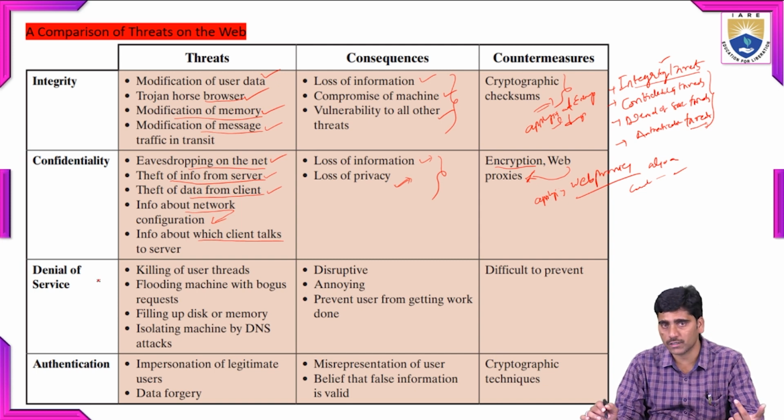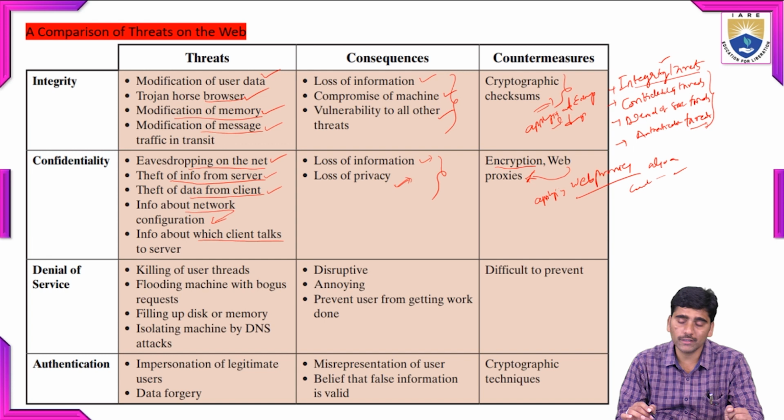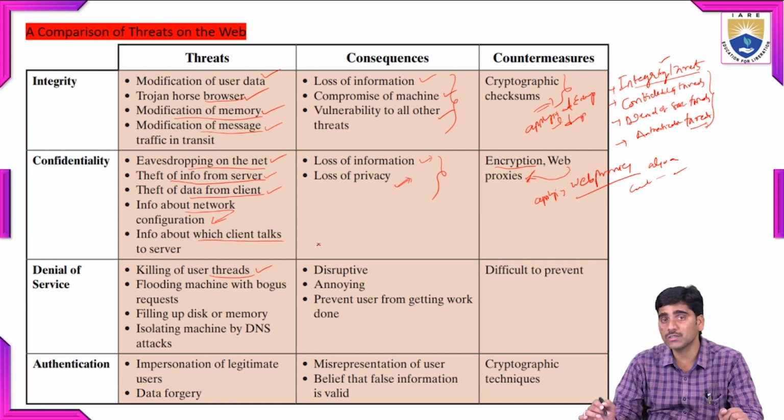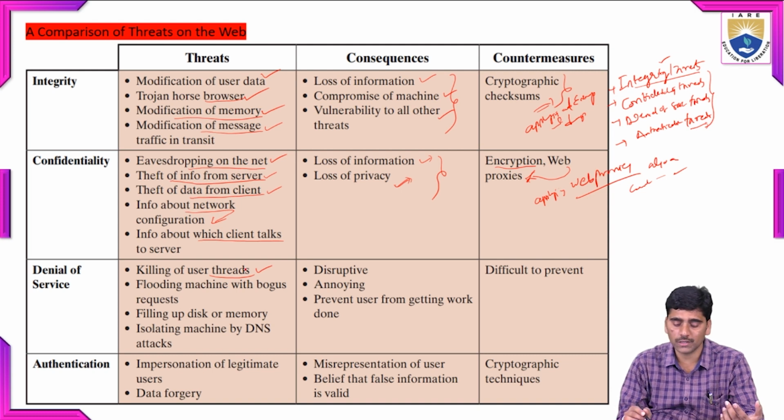Denial of service threats. By these denial of service threats, there is killing of user threads. The user runs different programs, and for all the programs, different types of threads are running. So there is killing of all those user threads.